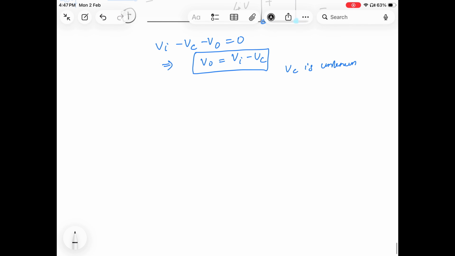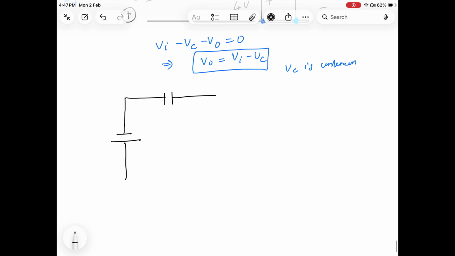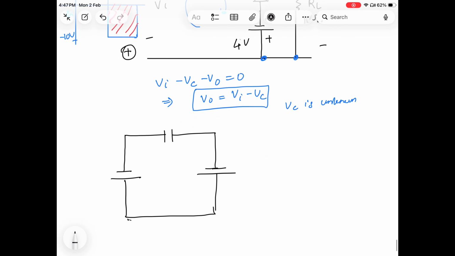So the down part will be plus, the up part will be minus. If we redraw this diagram, we can draw like this. The negative terminal will go up, the positive terminal will go down, then the capacitor here, whose voltage drop is Vc, and there is a 4 volt reference voltage which is connected like this. So you can put here 10 volt and here 4 volt reference, and we need to find out what is the maximum voltage the capacitor can hold.